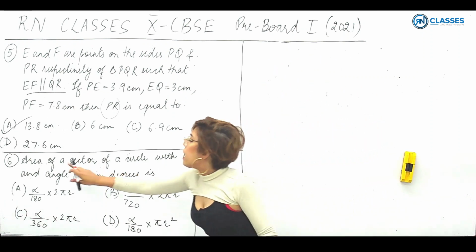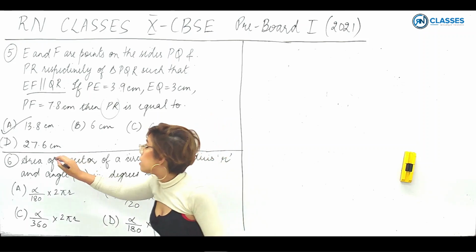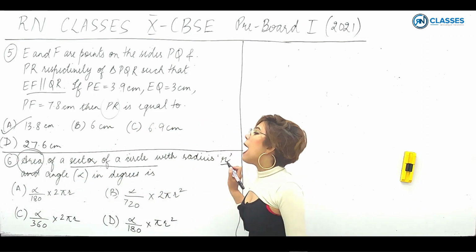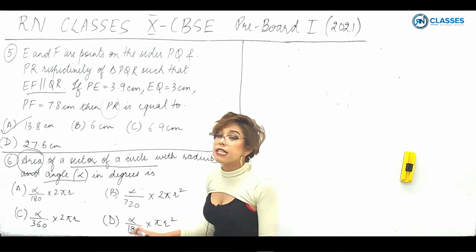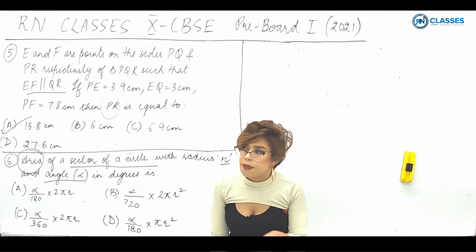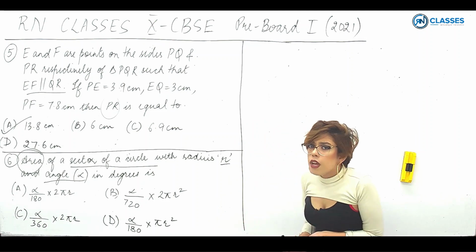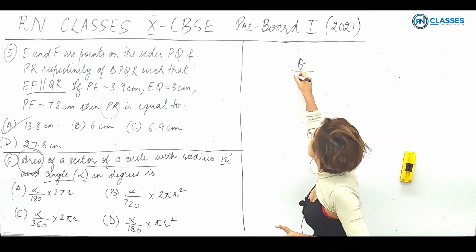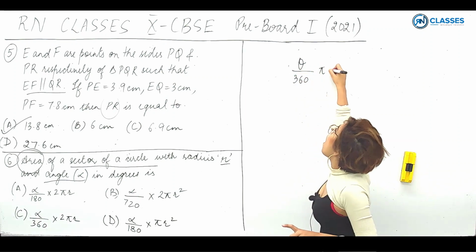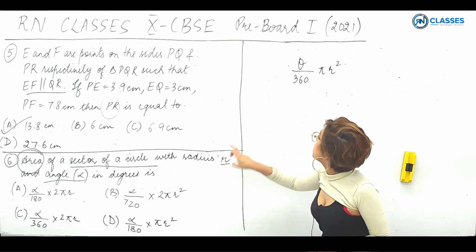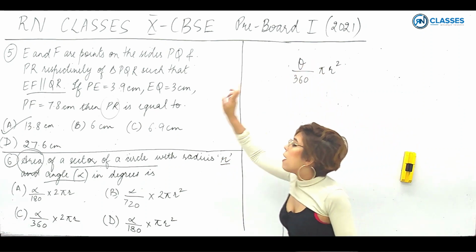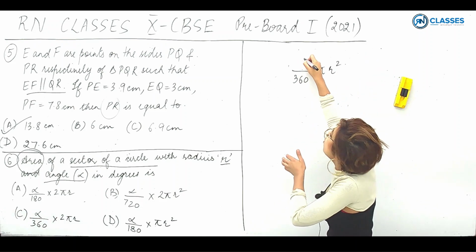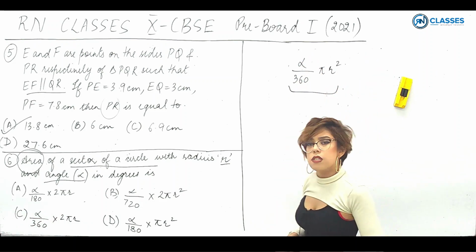He says, area of a sector of a circle. He's talking about the area of a sector of a circle with radius small r and angle alpha in degrees. Now, I'm interested in the area. The area of a sector is theta, as in the angle, divided by 360 into pi r square. Now, the radius is r, but instead of theta, they have the angle alpha. So let me replace it by alpha. Just look for this quantity in the options.